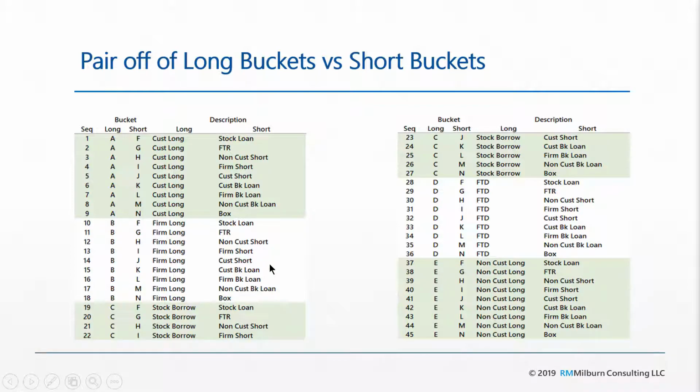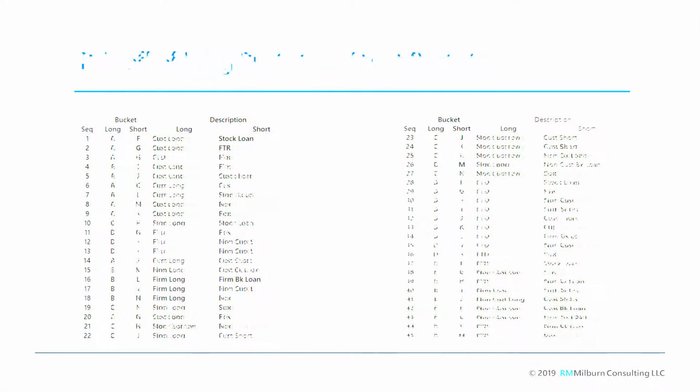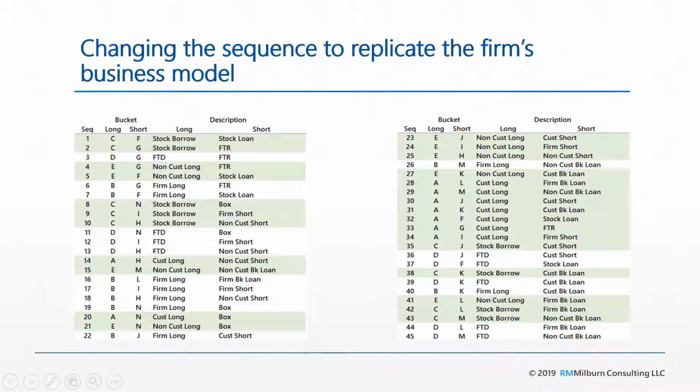And that goes on all the way through stock borrow, through the fail to deliver and the non-customer long. And you can see now we have 45 different allocations. On this slide, you can see we've resequenced the allocations. Let's see how this was done.